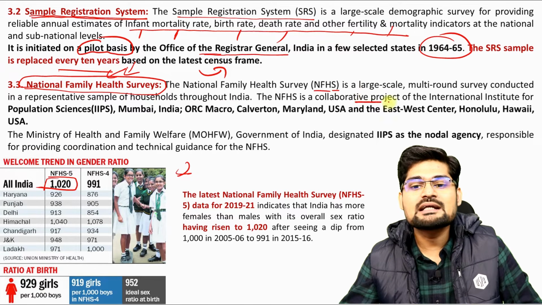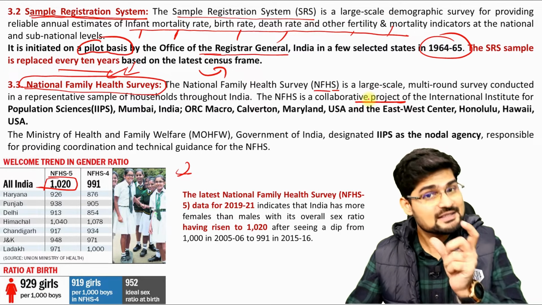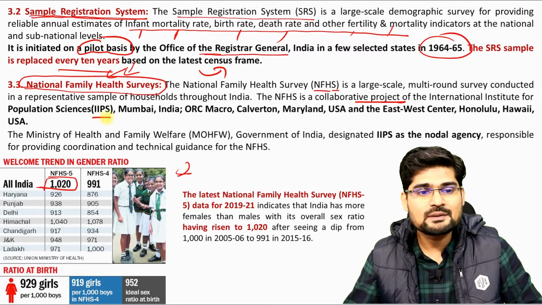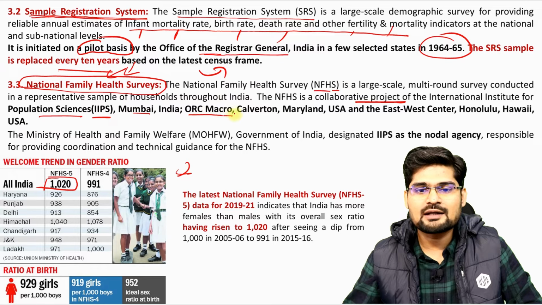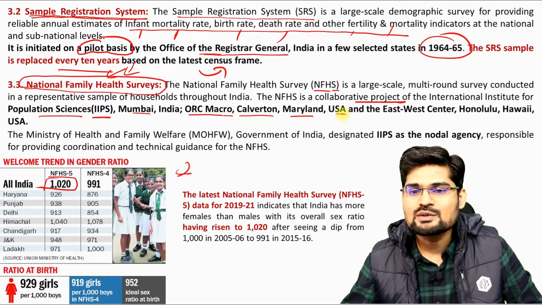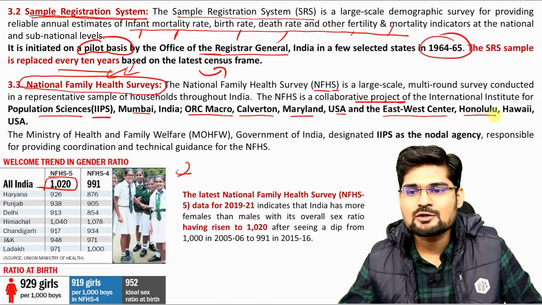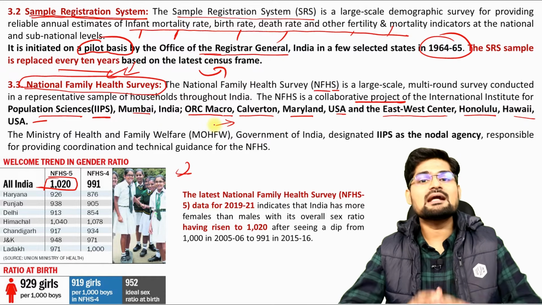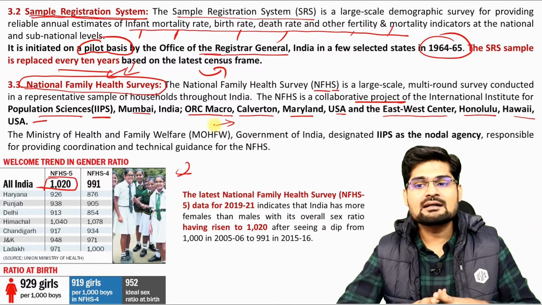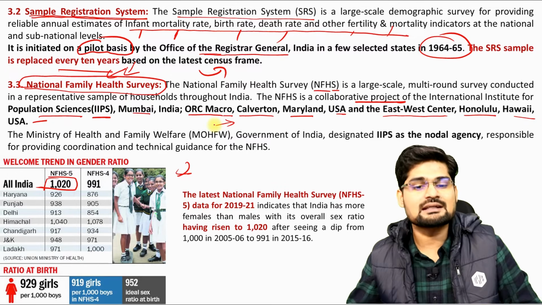Now NFHS is a collaborative project. Between whom? That is to be considered. It's between IIPS, International Institute of Population Sciences, Mumbai. Then you have ORC Macro, Claverton, Maryland, USA, and the East-West Center, Honolulu, Hawaii, USA. Now these centers collaborate when they collect these data and give us the reports on analysis.